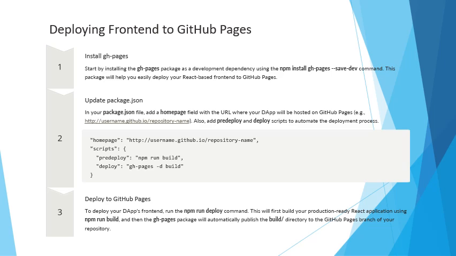We then update package.json. In the package.json, add a homepage field with the URL where your DApp will be hosted on GitHub Pages. Also add predeploy and deploy scripts to automate the deployment process. Then, to deploy our DApp's frontend, we run the npm run deploy command. This will first build our production-ready React application using npm run build, and then the gh-pages package will automatically publish the build directory to the gh-pages branch of your repository.